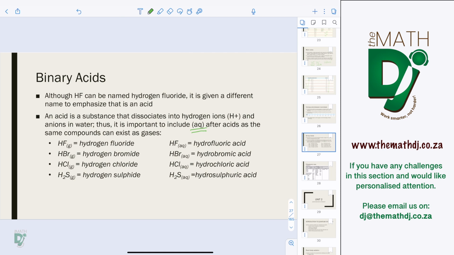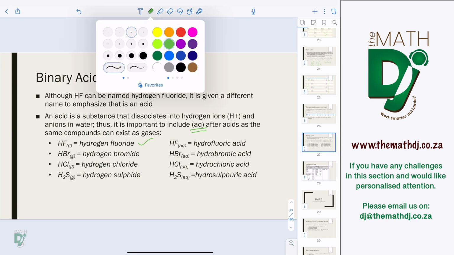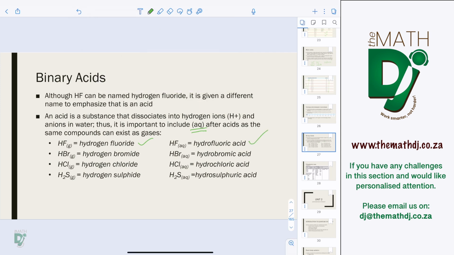So, if it's a gas, it's hydrogen fluoride. If it's an acid, it's hydrofluoric acid. If it's a gas, it's hydrogen bromide. If it's an acid, it's hydrobromic acid. So the same with hydrogen chloride and hydrochloric acid, then hydrogen sulfide and hydrosulfuric acid. So this aqueous means it's in water. Then this is gas for gas state. So this is just something to know.